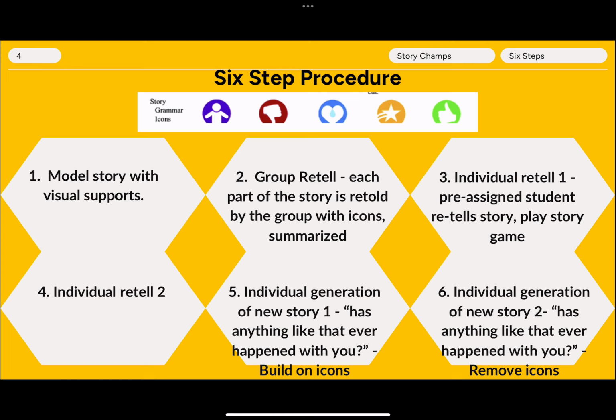And then the third step is an individual retell. One student will retell the story, and then sometimes you will play a story game. And then step 4 is you pick another individual and they retell the story. Step 5 is a new individual will generate a new story, and based on the question, has anything like this ever happened to you? And then in step 6, another person will do that exact same thing, but you will remove the icons this time.